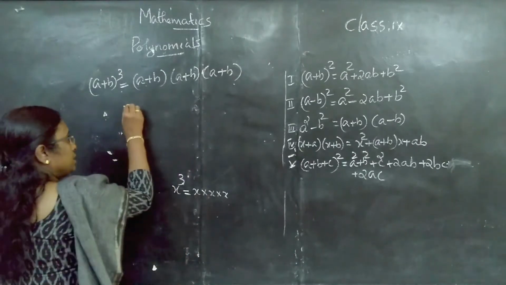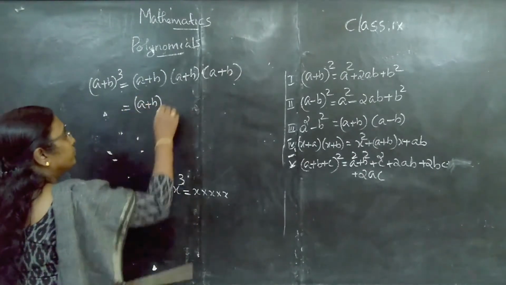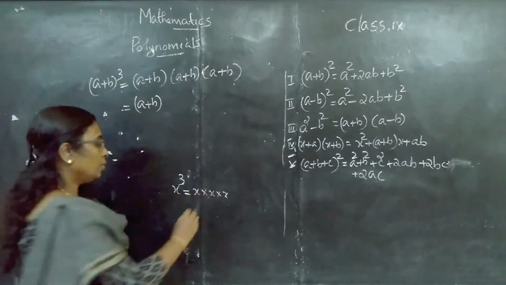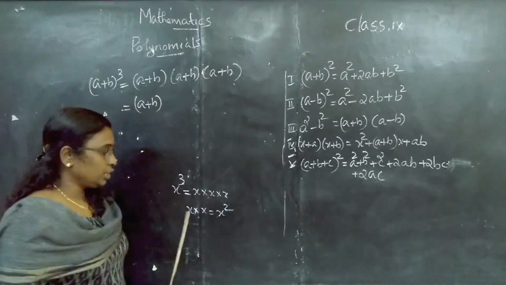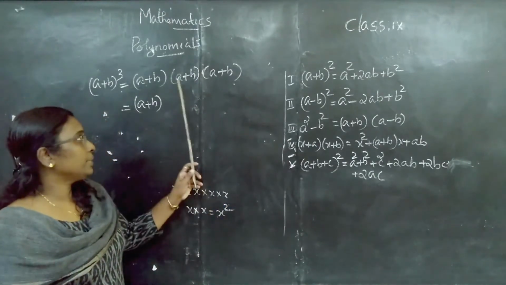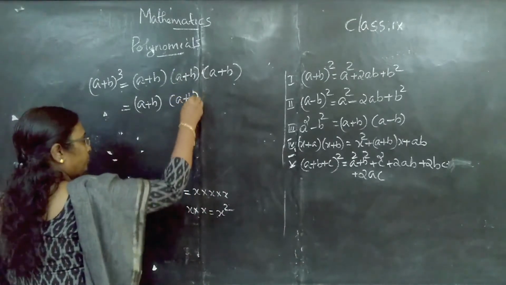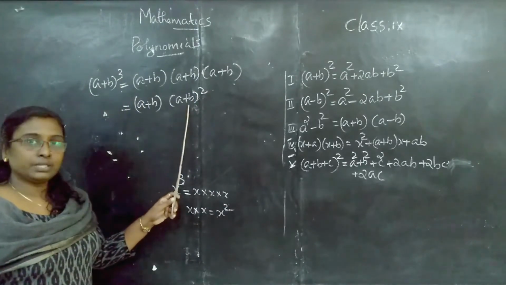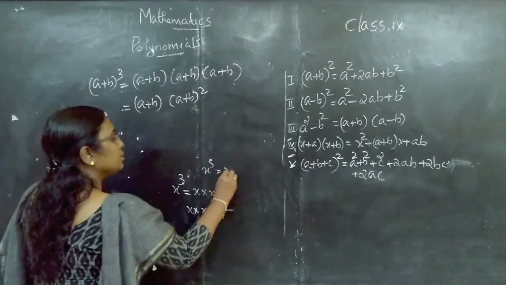Then this is equal to a plus b into a plus b. Let a plus b be x. Then x into x is x square. Therefore, a plus b into a plus b is a plus b the whole square. We can write a plus b the whole cube as a plus b into a plus b the whole square directly, that is, x cube equals x into x square.